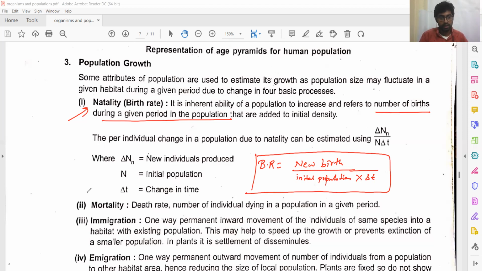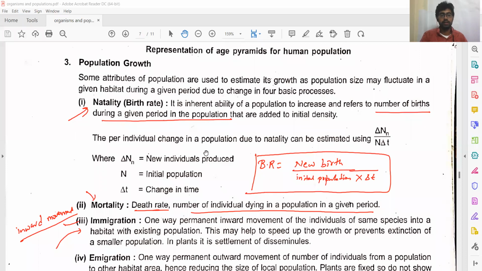Now again, in the same way, mortality, death rate, number of individuals dying in a population in a given period of time. Immigration means people are coming inside for permanent settlement. It is not like that you go to your granny's home and then return back to your own house. It is not like that. If you are going to a newer place, you are permanently settling at that place. It is like immigration. Inward movement. Immigration is inward movement. New people are being added into the population.